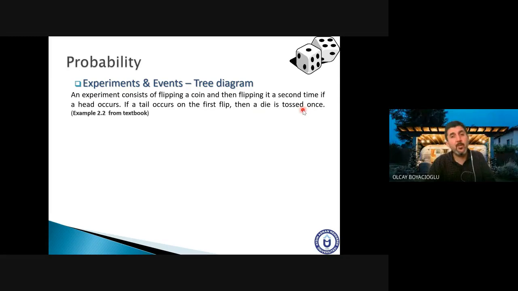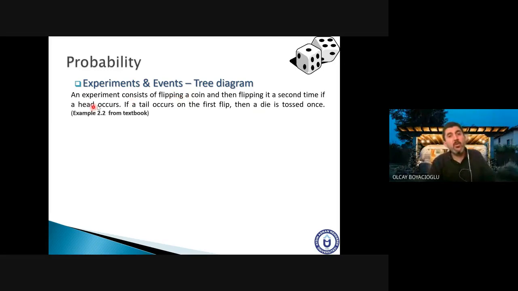Did you understand the question? Here, look at it. The experiment consists of flipping a coin, and depending on the result of the coin flip, you decide what to do next in the second attempt. So in the first attempt, flip the coin. Okay.